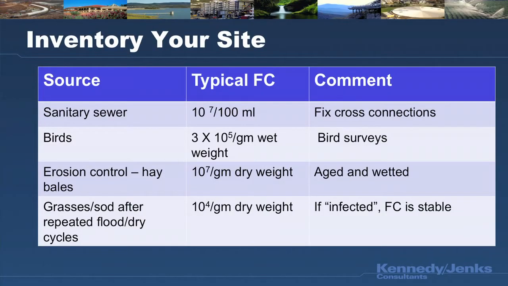Here are some values in terms of when you inventory your site. A typical sanitary sewer flow will have about 10 to the 7th fecal coliform per 100 mL. So if you're seeing high levels in a collection system, say 10 to the 5th, 10 to the 4th, you start thinking about perhaps you might be having a cross connection.